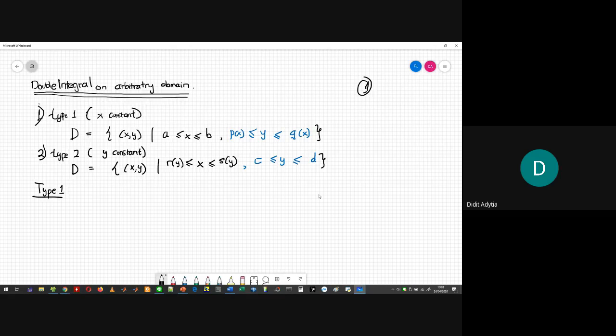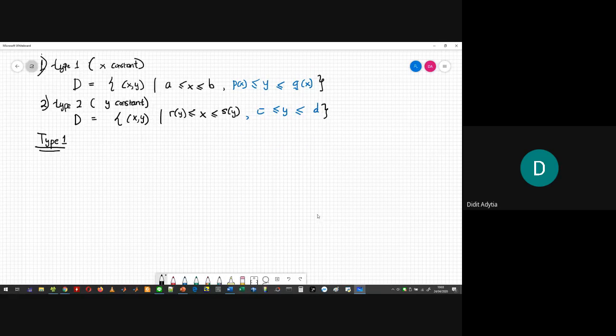Type 1. This is the integral of type 1. For example, I will try to draw it now. This is the x axis, this is y. My apology for the drawing, it's not straight. We have some functions, let's say this is q, a function of x. We are looking at the domain of the integration, which is x and y.